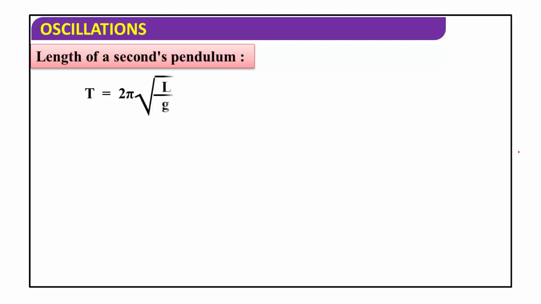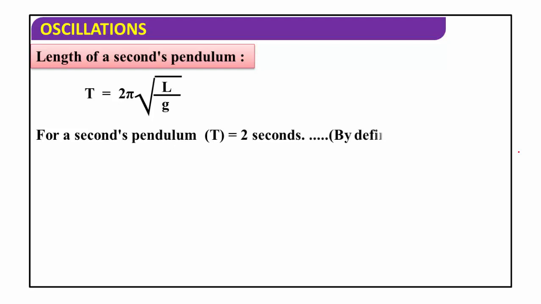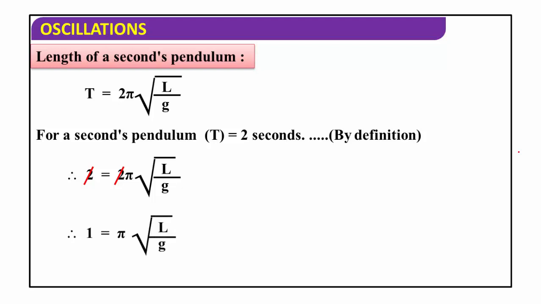How to find the length of the seconds pendulum? T equal to 2 pi square root of L by g. This is the standard formula. For the seconds pendulum, T is equal to 2 seconds. Substituting, 2 is equal to 2 pi root of L divided by g. Here 2 gets cancelled. We get 1 equal to pi into root of L divided by g. Here L is equal to g divided by pi square.